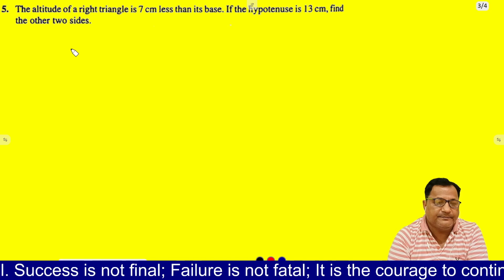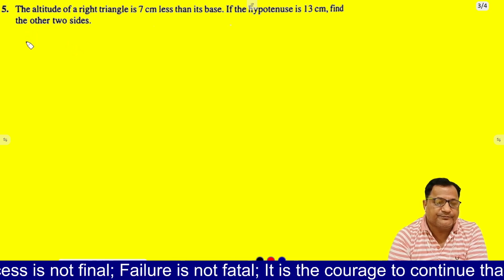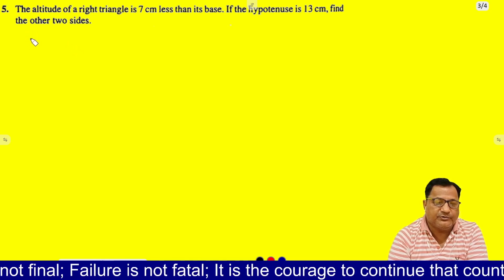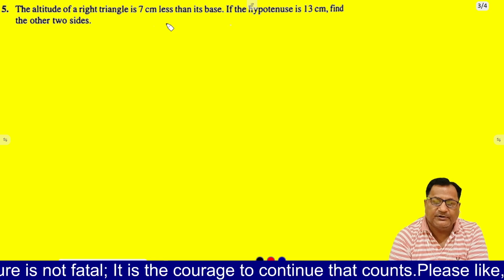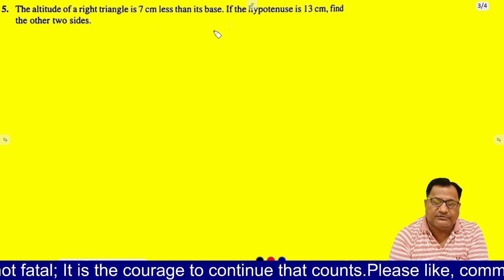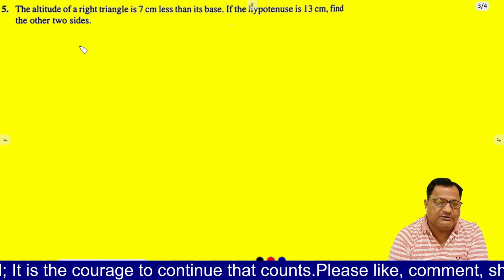Question number 5. The altitude of a right triangle is 7 centimeter less than its base. If the hypotenuse is 13 centimeter, find the other two sides.